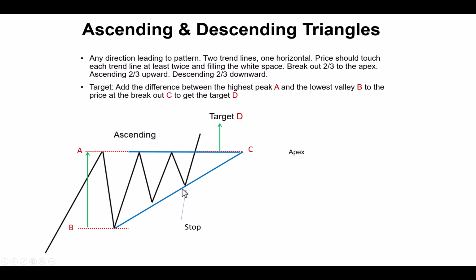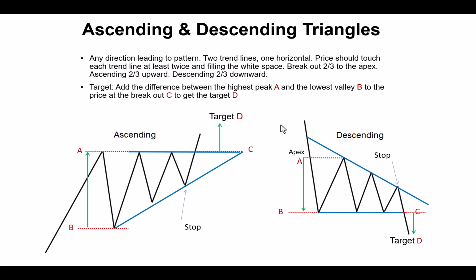However, if it breaks out, and I haven't taken an example here, but if it breaks out to the downside, meaning instead of breaking the resistance up here, the horizontal line, it breaks below this lower rising trend line, then your stop will be up here on the resistance line or a little bit above, and then you can calculate the target lower using the same rule, just subtracting it from the breakout price.